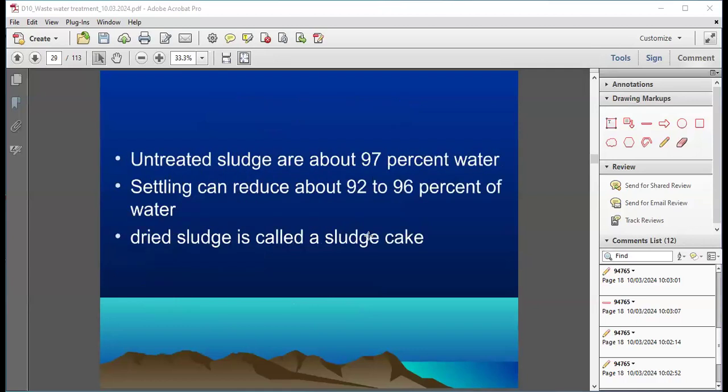Untreated sludge is about 99 percent water. Settling can reduce it to 90 to 96 percent water. A dried sludge is called sludge cake. This is the precipitation, one of the sludge. You can understand. This is the sludge, right?